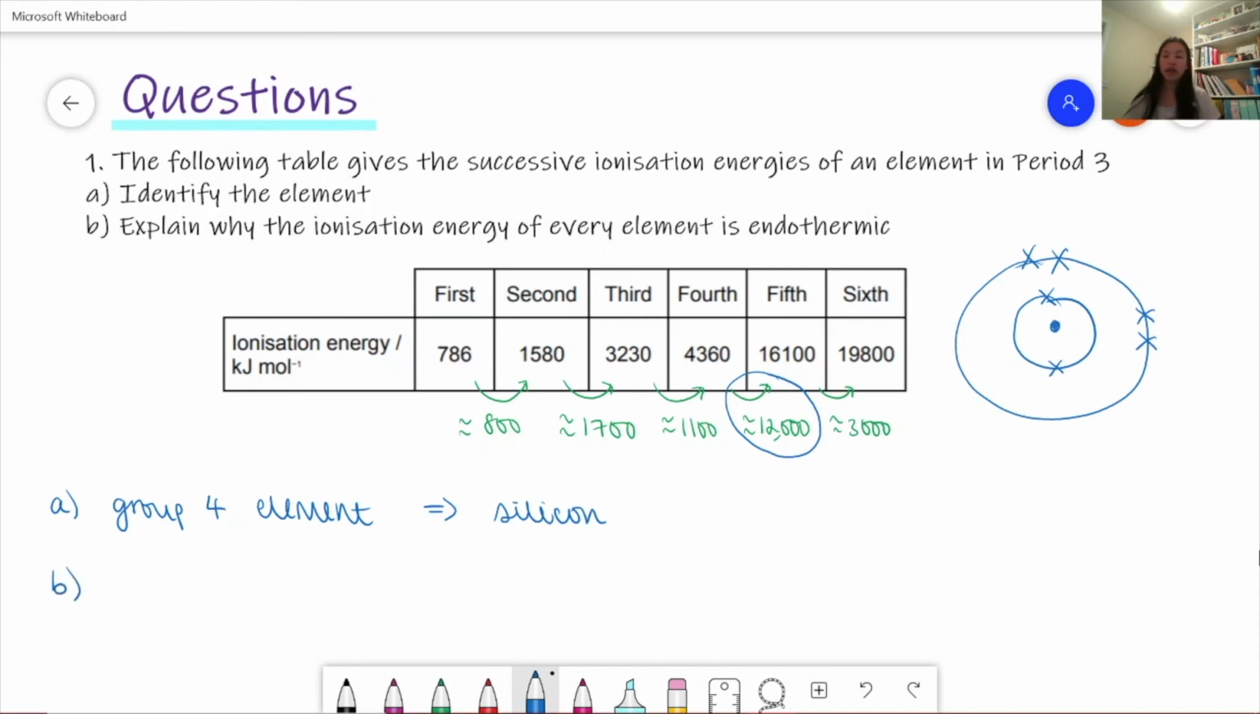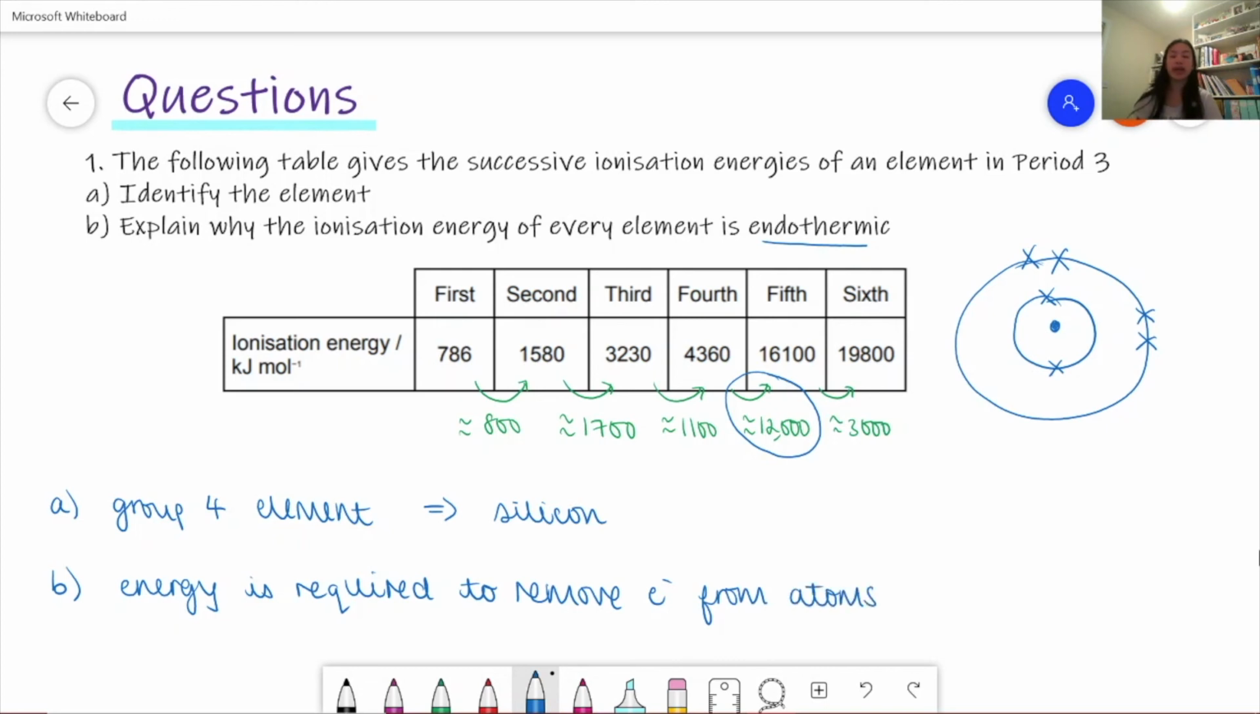And then for B, explain why the ionization energy of every element is endothermic. Endothermic means that we're putting energy in. And the reason why is because energy is required to remove electrons from atoms. And that's what we're doing when we're calculating the ionisation energy.